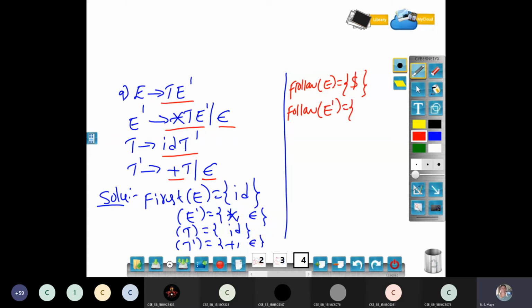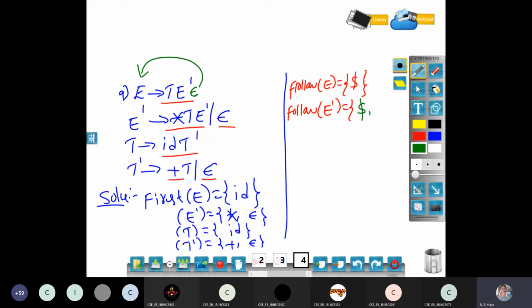We have epsilon, ma'am. So we have to take first of E. First of E is ID. Just observe the first line: you have follow of E dash what? You have epsilon, right? Yes, ma'am. What is epsilon? Then what to do? Go to follow of the head of the production. What is the head of the production? E. Then what to write for that? Dollar. I have to copy dollar. The first line is over.